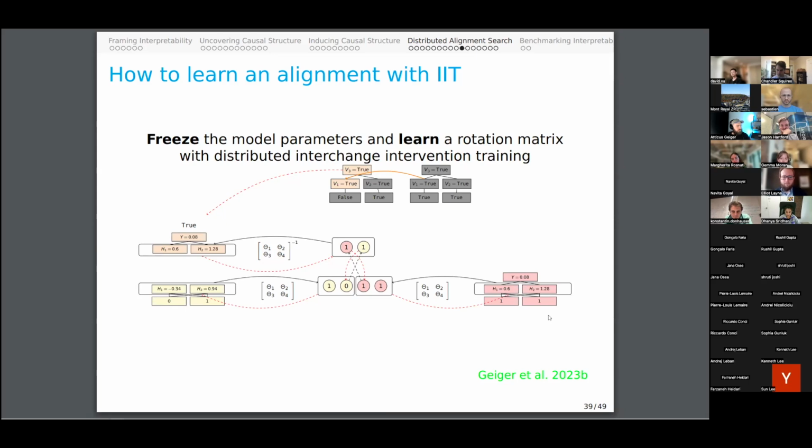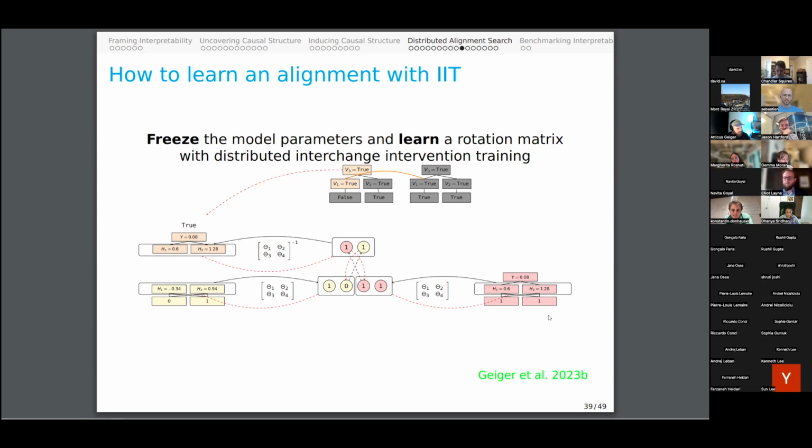Yeah, so the TLDR on this method is it works pretty well and has some very exciting applications already. We've had lots of follow-up projects, and people are starting to use distributed alignment search to do interpretability analysis of networks.